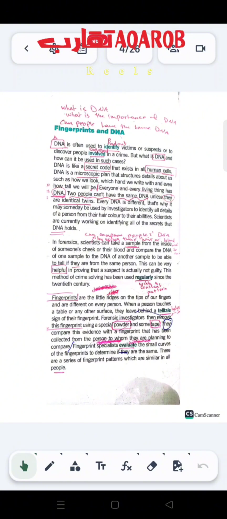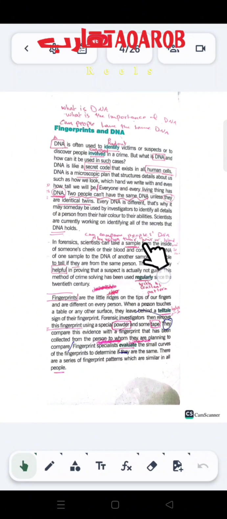Everyone and every living thing has DNA. Two people can't have the same DNA unless they are identical twins. Every DNA is different. That's why it may someday be used by investigators to identify all details of a person from their hair color to their abilities. Scientists are currently working on identifying all of the secrets that DNA holds.